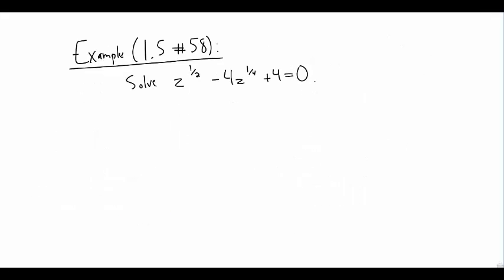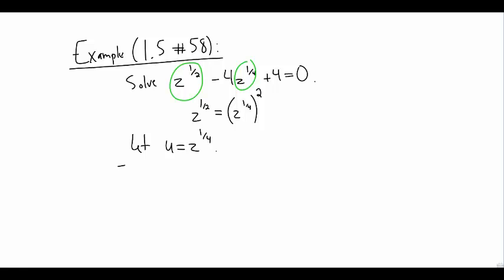Let's do another example. Let's take a look at this equation. This is not a quadratic equation, but we see that the relationship between the variable powers implies that it's quadratic in form. This squared equals z to the 1/2. So let's give a name for z to the 1/4. Let's call it u. We need a different letter. So then replacing z to the 1/4 by u gives, let's see, if u equals z to the 1/4, then u squared is z to the 1/2.